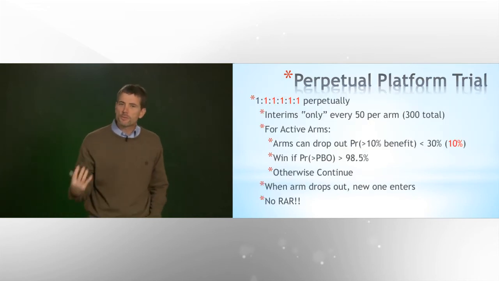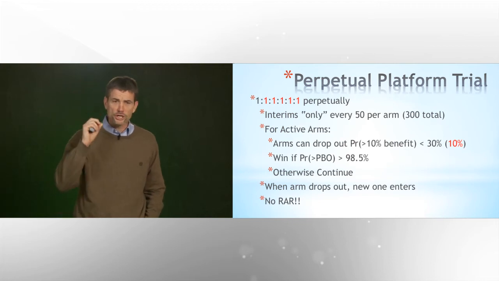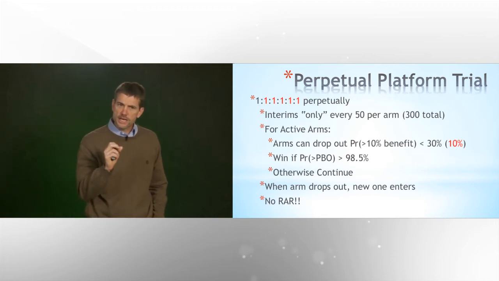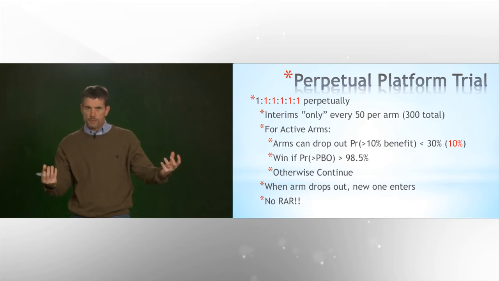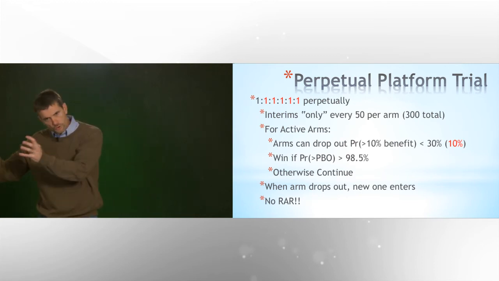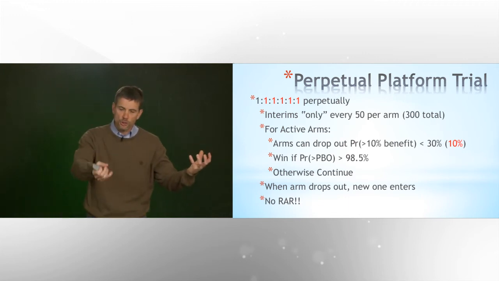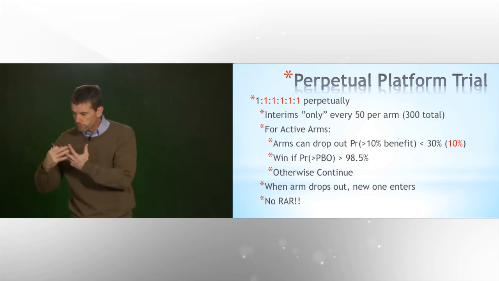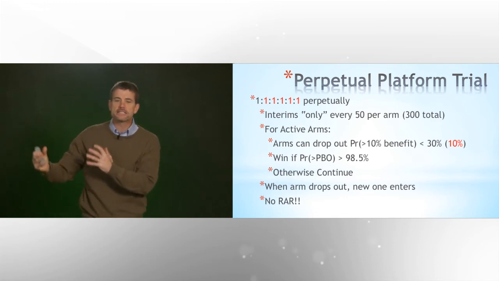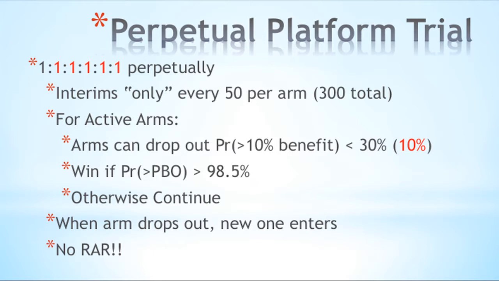Now let's think about a perpetual platform trial. We are going to do the same setup where we have a control and 5 agents at a time, but instead of stopping and running a whole separate trial, we're going to pull a therapy out that doesn't work and stick another one in, and it will continue perpetually until we find a statistically significant arm. We are also going to allow an arm to go a little bit bigger if it's looking promising. So we'll do interims every 50 patients for each agent in the trial.